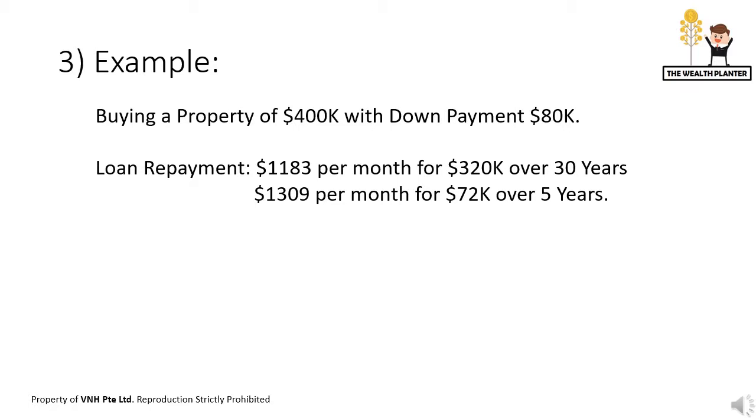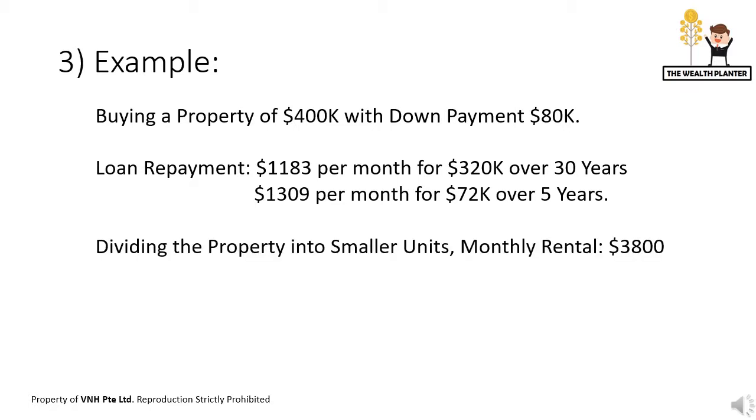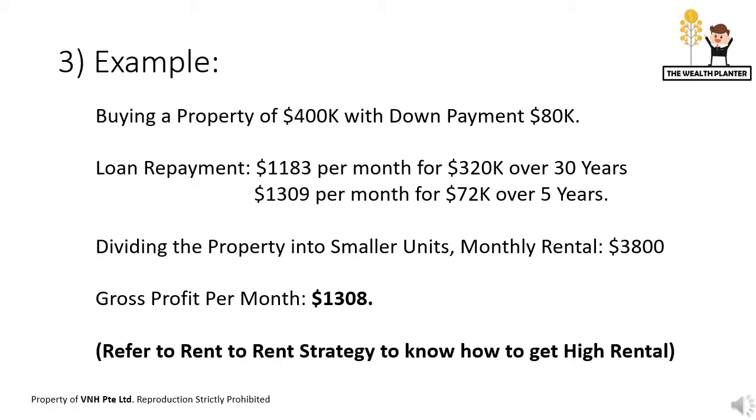On the other hand, Alvin divided the property into smaller units, which you learn in the first strategy, and he got $3,800 rental per month. With this strategy, Alvin was able to generate a gross profit of $1,308, which is equal to the rental income from the investment property, less the bank payment, which is a decent income from just one property. This is actually a real-life case that makes use of cheap loan to create passive income. Please also refer to Strategy 1 to know how to maximize rental income.